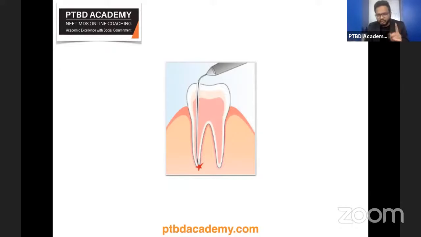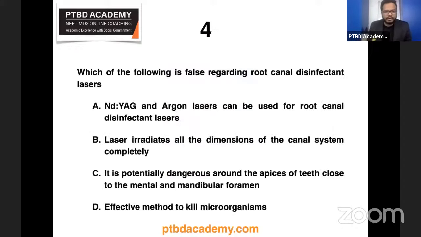Another important point which I wanted to highlight is the other concern raised with the use of lasers in endodontics: inadvertent transmission of laser into the periradicular region while irradiating the apical third of the root canal system. This is potentially dangerous in the areas around the apices of teeth close to the mental and mandibular foramen, right? So just make a note of that point, which is already there in the form of an option, option C, right? So among the given options, which one did you choose?